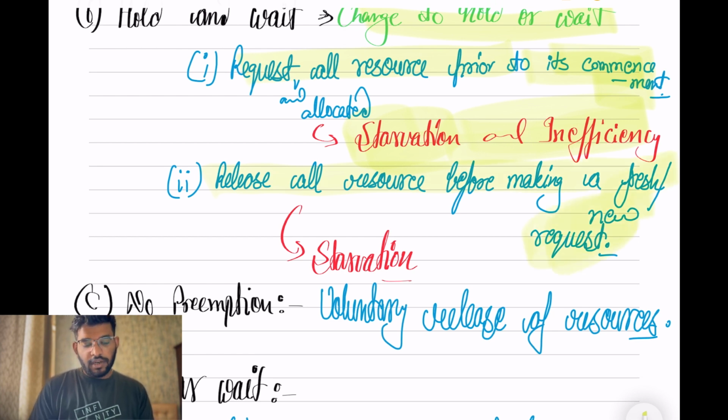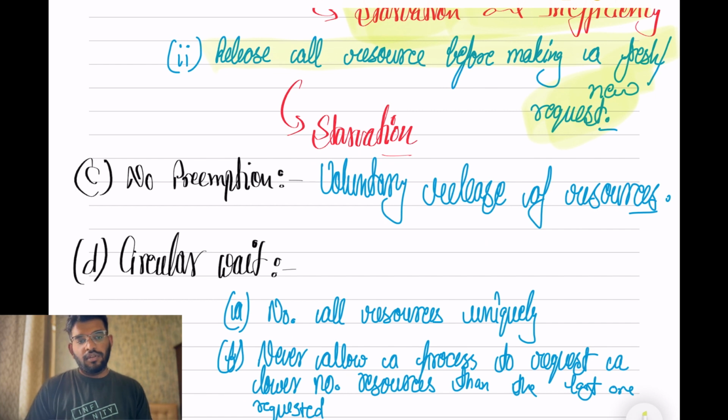How to deny no preemption? Voluntarily release of resources.